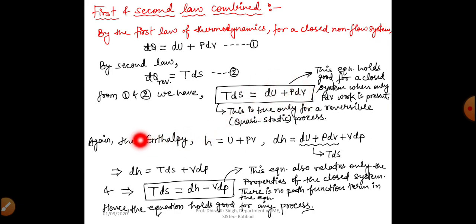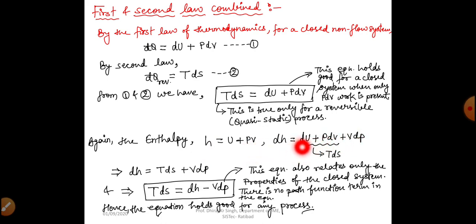Now for the second expression, we take the value of enthalpy, H equal to U plus PV. H is enthalpy, U is internal energy, and PV is pressure into volume. Here we know that this is a small h, which means this is specific enthalpy, right? So when we differentiate it, we get dH equal to dU plus, when we differentiate PV, PdV plus VdP.